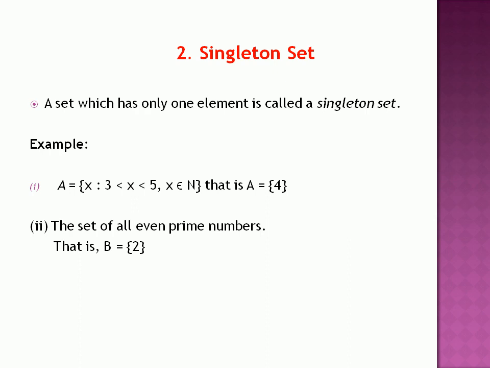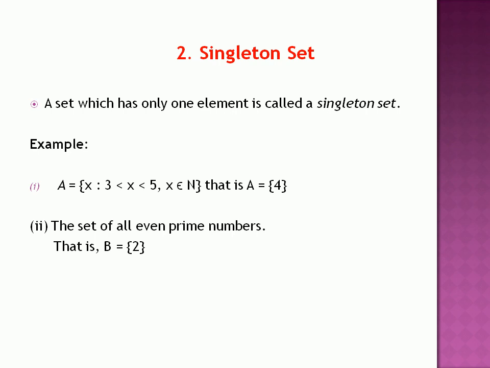Example, first one, A equal to x such that 3 less than x less than 5, comma, x belongs to N, the set of natural numbers. Okay. Here the answer is the set A is x equal to 4. In between 3 and 5 you have only 4. So 4 is the element in the set A. There is only one element. So it is a singleton set.